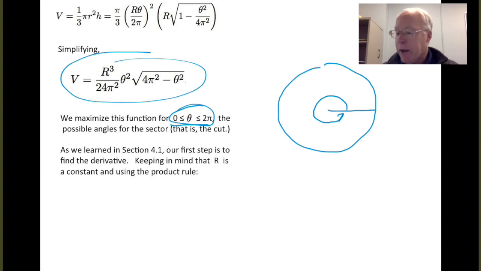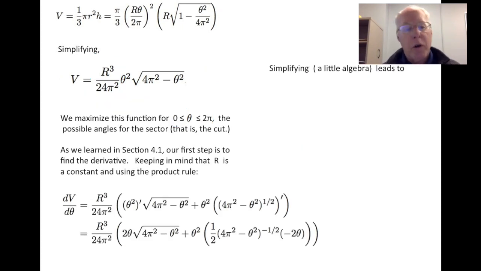Now, this function, the derivative exists everywhere. It's involving square roots and powers of theta. And so we're going to find the critical points by finding the derivative and setting the derivative to 0. Now, when we do the derivative, keep in mind this is a product. It's the function theta squared times the square root. Also, R is constant. So the factor R squared over 24 pi squared is a constant multiple in front of the problem. So we can use the constant multiple rule and hold that in front of the derivative when we take it. So here's our product rule application.